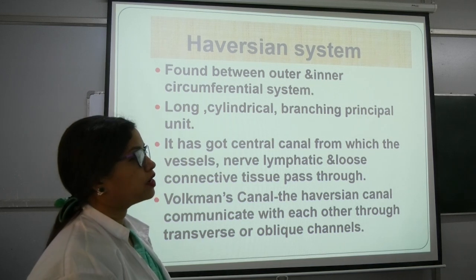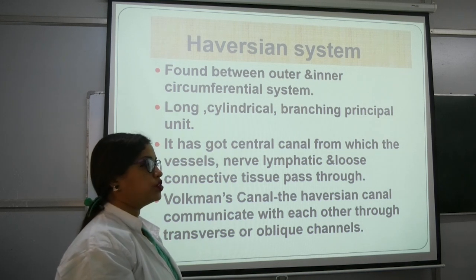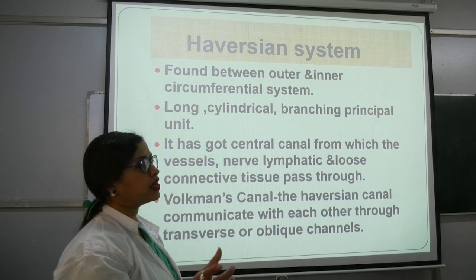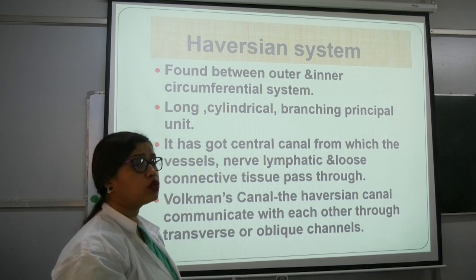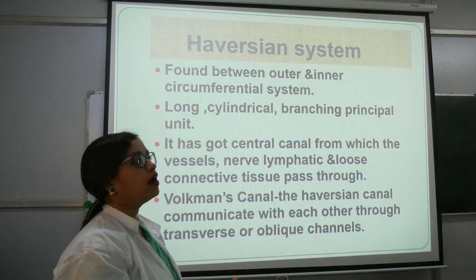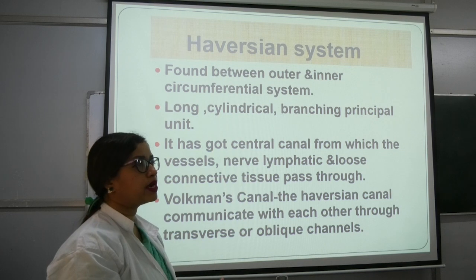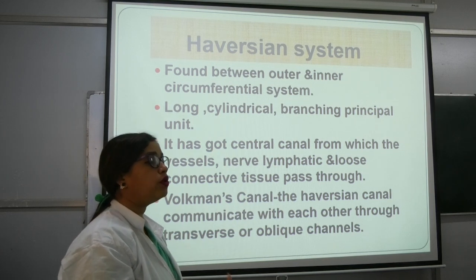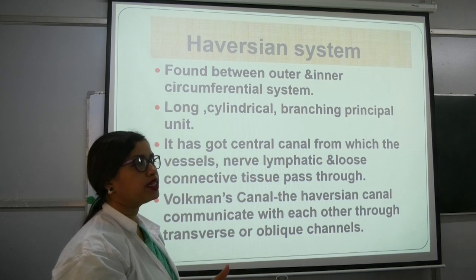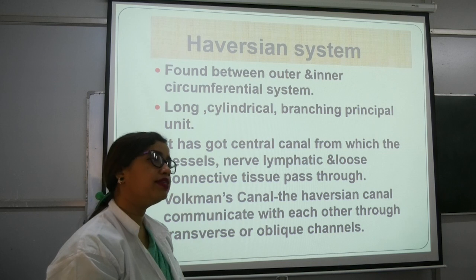So how many features do we have? Four features. First, it is found between two circumferential lamina. Second, how does it look? It is a long cylindrical principal unit. Third, what is the central canal? All the nerves, blood vessels, lymphatics and loose connective tissue pass through it. And the fourth, the two central canals communicate with each other by horizontal or oblique lines. These are known as Volkmann's canal.